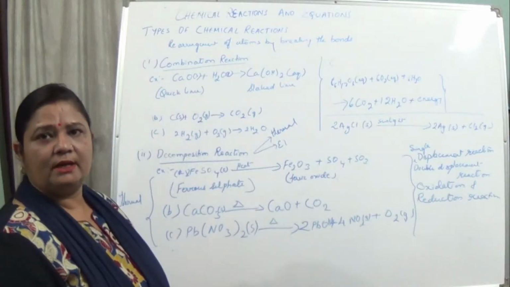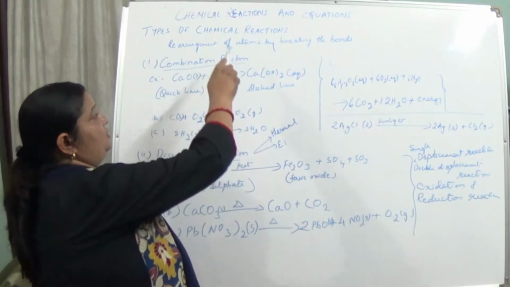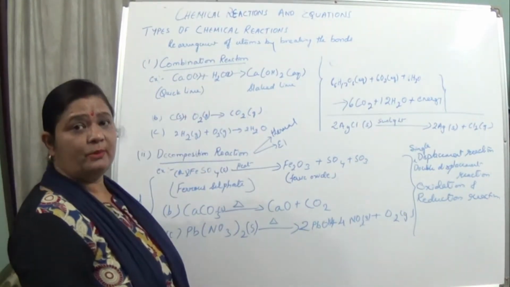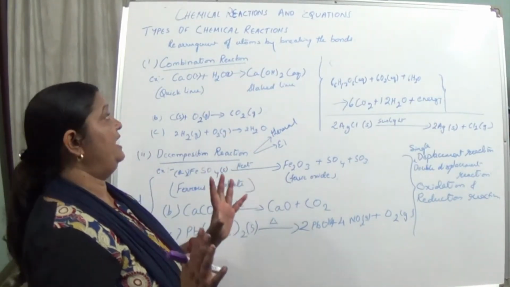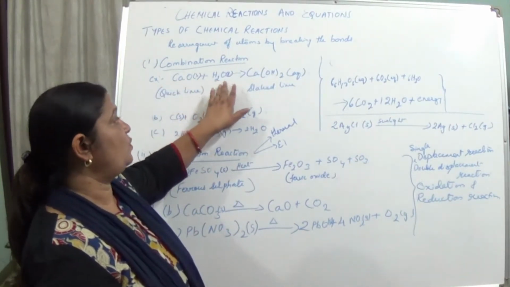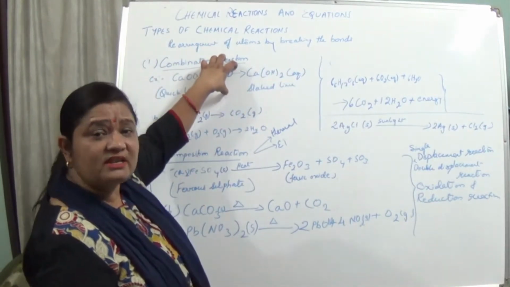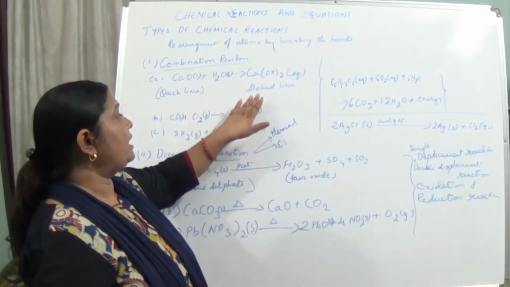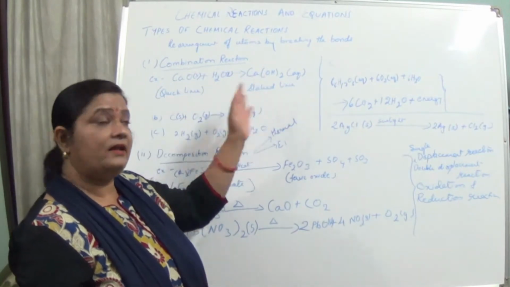Hello students, today we are going to study types of chemical reactions of the chapter Chemical Reactions and Equations. When we are talking about chemical reactions, I said to you all here rearrangement of atoms is taking place by breaking the bonds. For example, calcium oxide plus water, H2O, gives calcium hydroxide. What has happened over here? The bonds have broken and they have joined together to form the product, isn't it? So the mass is also similar on the left hand side and right hand side, and the atoms are also similar.